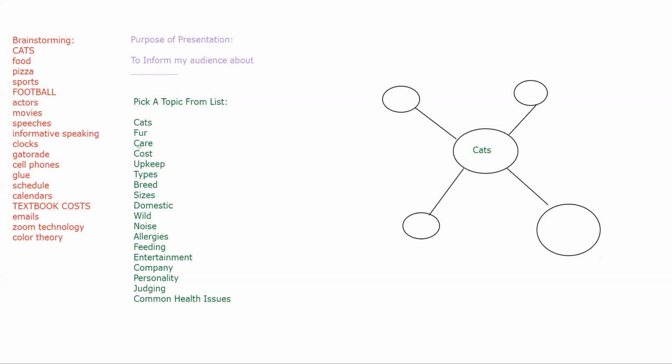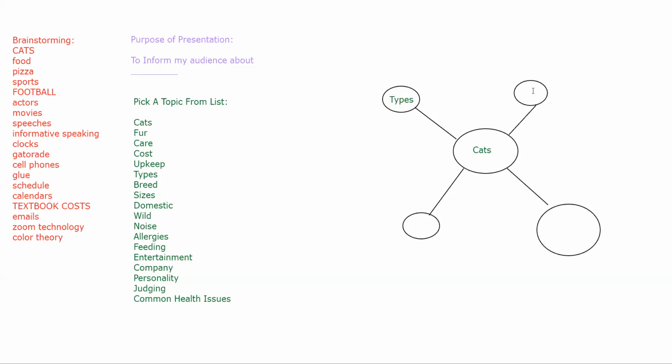So I go back over here to my Brainstorm 2.0 and I start looking for the bigger ideas. And I'm going to narrow it down. So I think that I'm going to go and put types here.